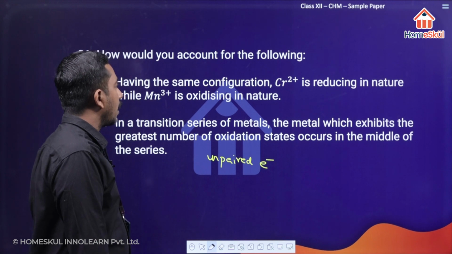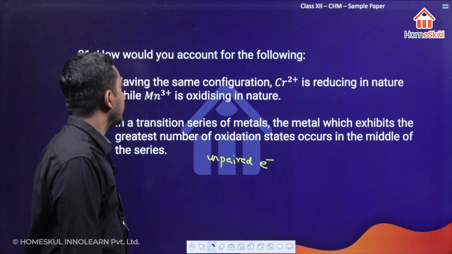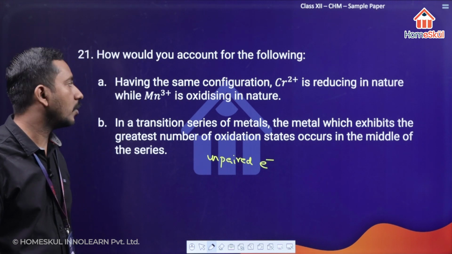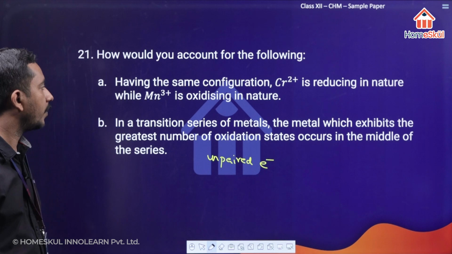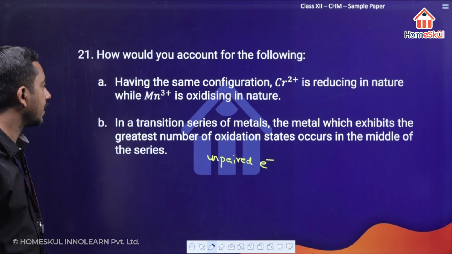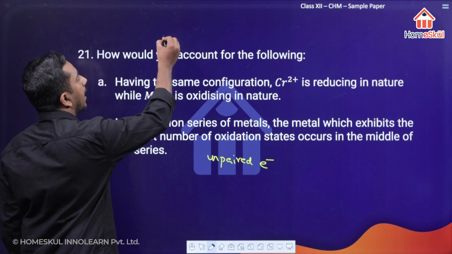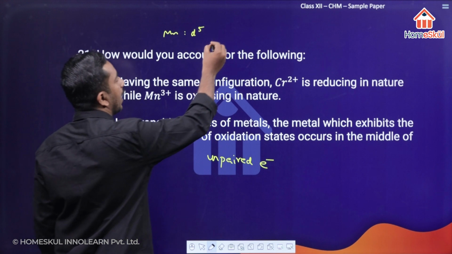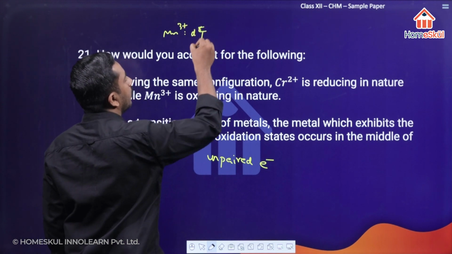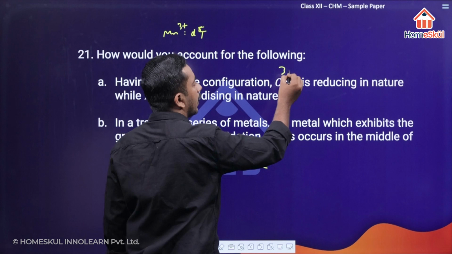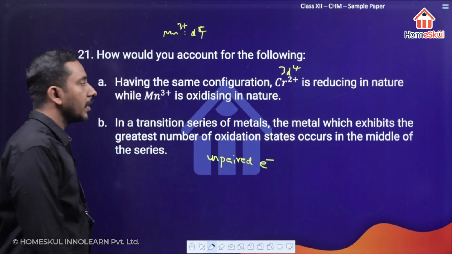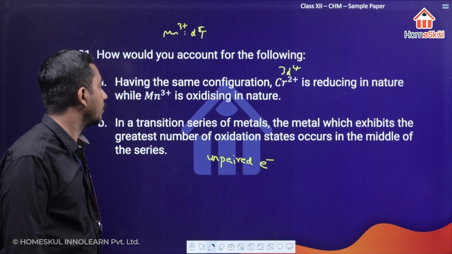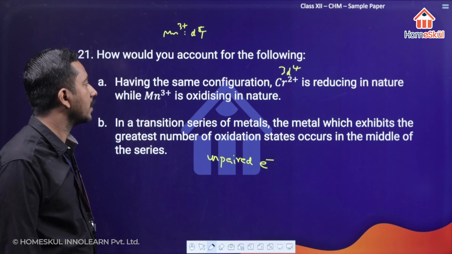Now the first statement, we have to compare the nature of Cr2 plus and Mn3 plus. So both Cr2 plus and Mn3 plus have the same configuration. So what is the configuration of manganese 3 plus? If you take manganese, that has a d5 configuration, and if you take manganese 3 plus, it will be having a d4 configuration, and Cr2 plus is also having a 3d4 configuration. So having the exact same configuration, Cr2 plus is going to be reducing in nature, whereas Mn3 plus is going to be oxidizing in nature.